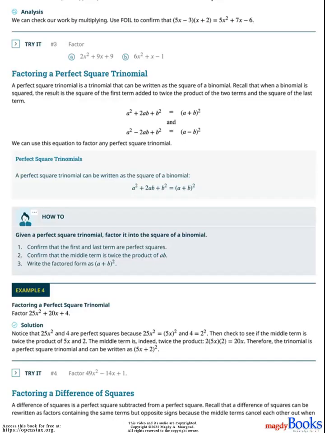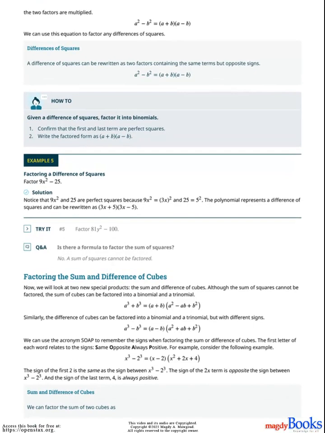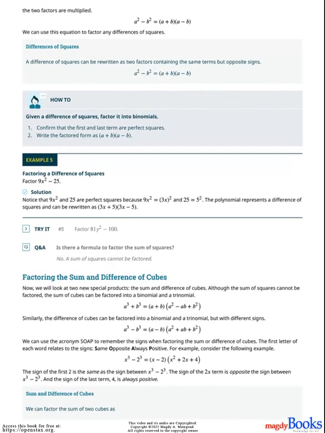Recall that a difference of squares can be rewritten as factors containing the same terms but opposite signs because the middle terms cancel each other out when the two factors are multiplied. a squared minus b squared equals (a plus b) multiplied by (a minus b). We can use this equation to factor any differences of squares.